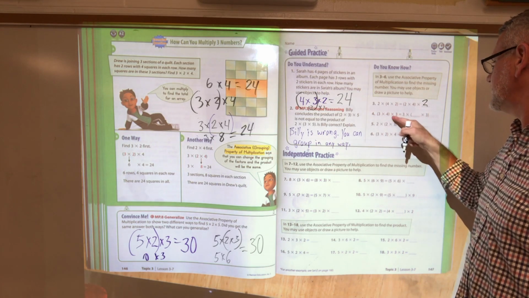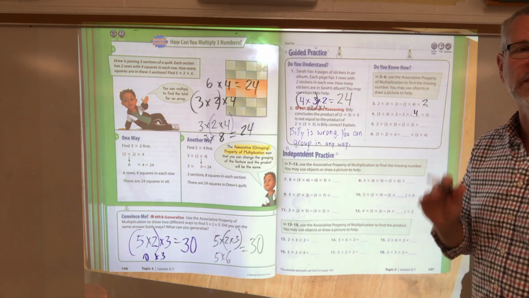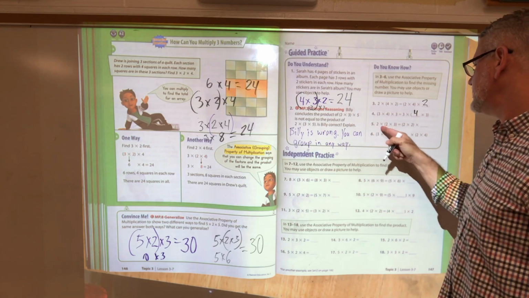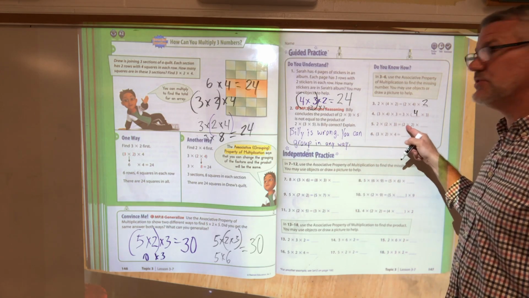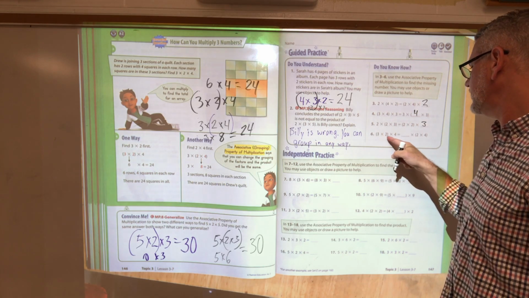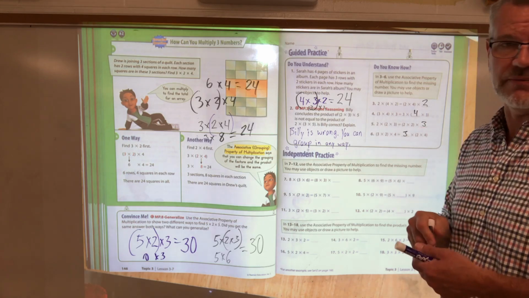3 times 4 times 3 is the same as 3 times 4 times 3. Again, we're not changing any numbers, just where the parentheses are. 2 times 3 is the same as 2 times 2 times 3. 3 times 2 times 4 is the same as 3 times 2 times 4.